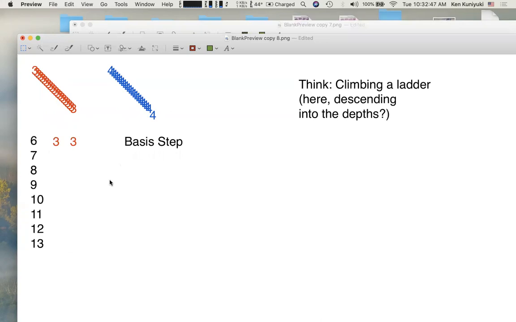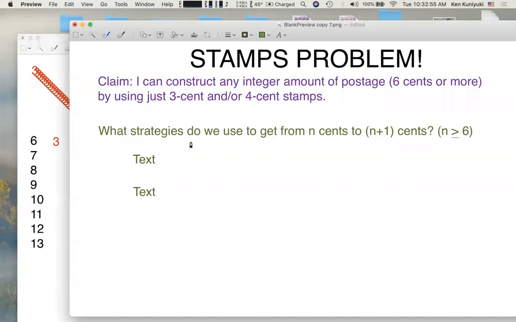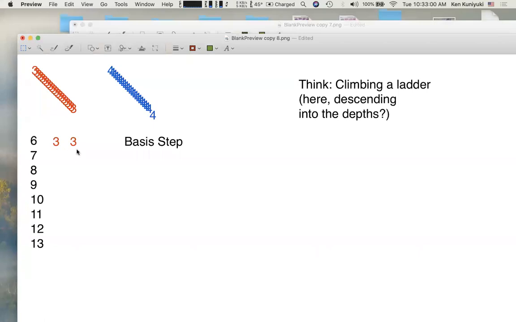Now, here's the way to look at it. Instead of just going constructively, okay, how can I construct 7 cents? Think of it this way. Again, what strategies do we use to get from n cents to n plus 1 cents? So taking a look at this configuration for 6 cents, what can you do here in order to add 1 cent to the total value? How can you go from 6 cents to 7 cents beginning with this configuration? Well, we would keep one of the 3-cent stamps, but then we would convert one of the 3-cent stamps into a 4-cent stamp.